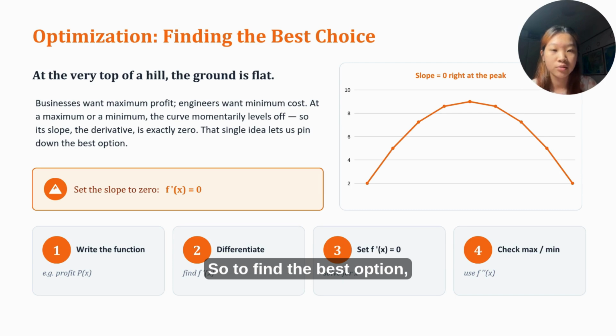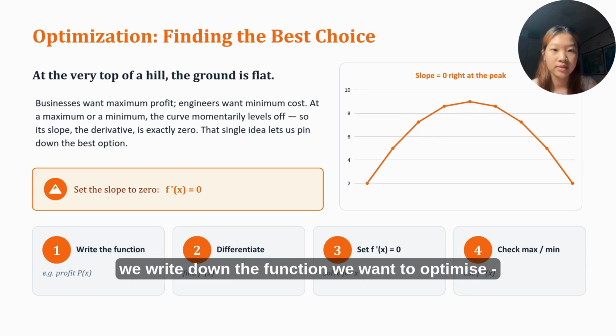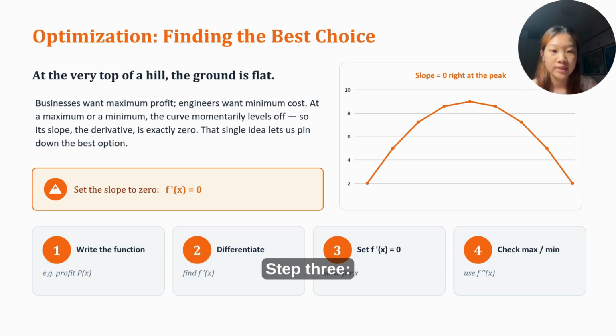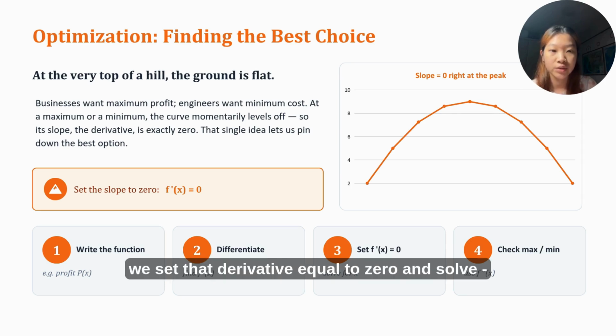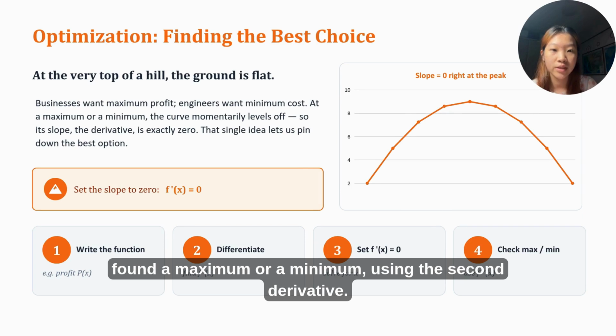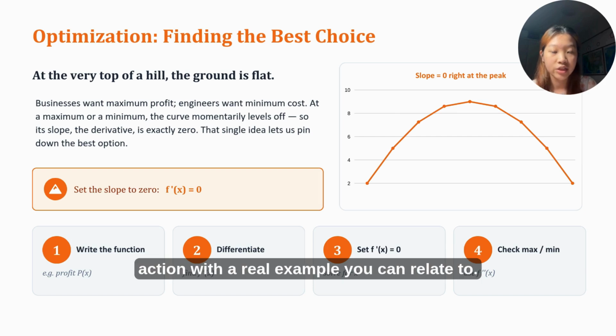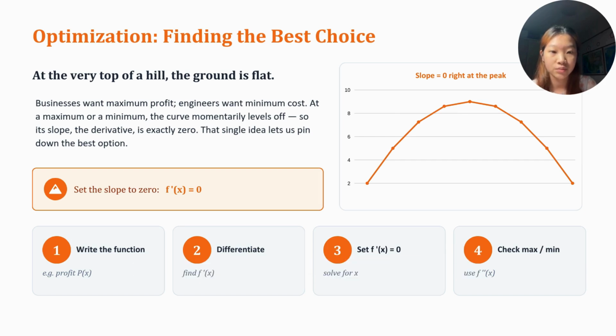So to find the best option, we follow 4 clear steps. Step 1, we write down the function we want to optimize. For example, an equation for profit. Step 2, we differentiate it to find its derivative. Step 3, we set that derivative equal to 0 and solve. This pinpoints the peak or the valley. And step 4, we check whether we've found a maximum or a minimum, using the second derivative. Let's see all 4 steps in action with a real example you can relate to.